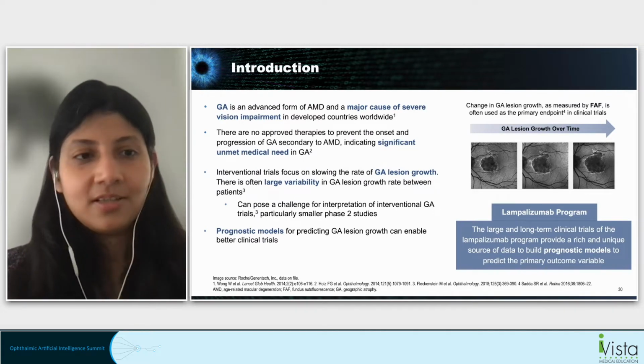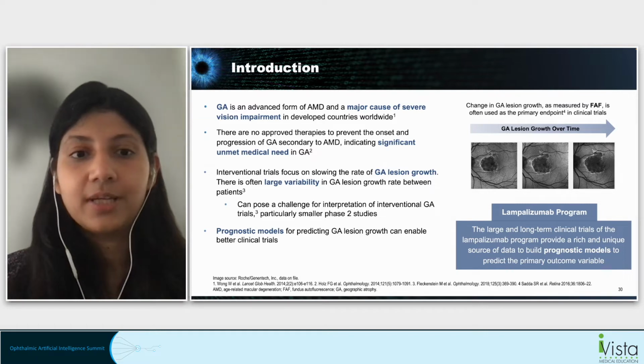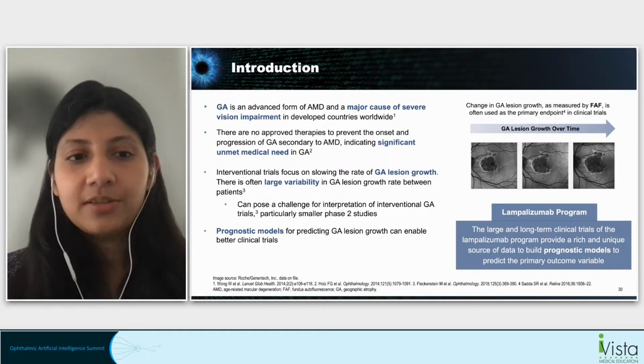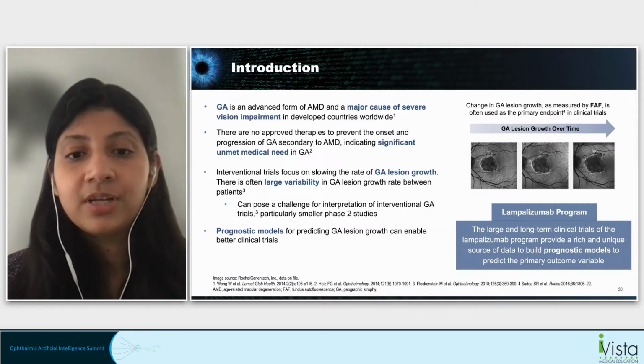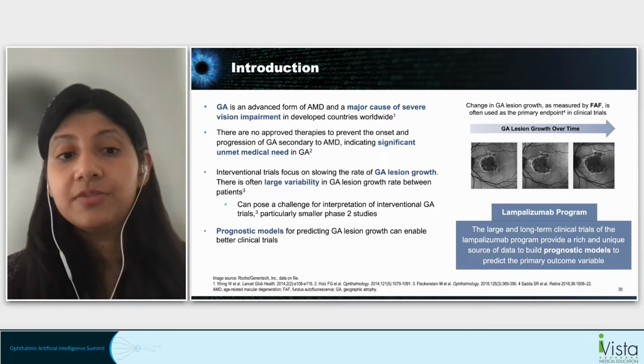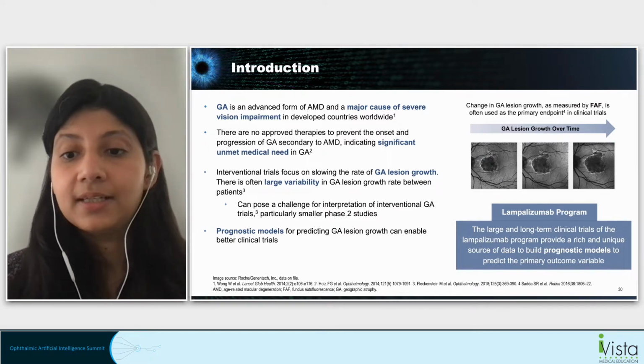Coming to the introduction, so this is a well-known disease. GA is an advanced form of AMD and a major cause of severe vision impairment in developed countries worldwide. There are no approved therapies to prevent the onset and progression of GA secondary to AMD, indicating significant unmet medical need in GA. Interventional trials focus on slowing the rate of GA lesion growth. There is often a large variability in GA lesion growth rate between patients, which can pose a challenge for interpretation of interventional GA trials, particularly smaller phase 2 studies. So prognostic models for predicting GA lesion growth can enable better clinical trials.